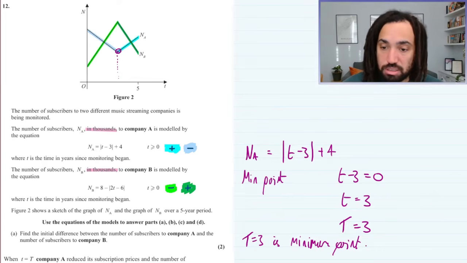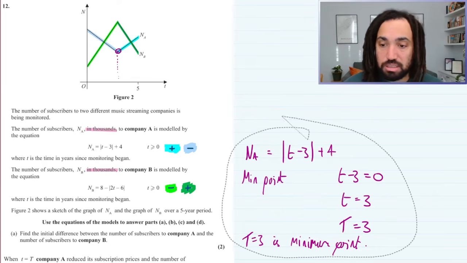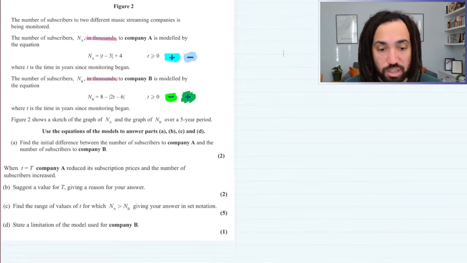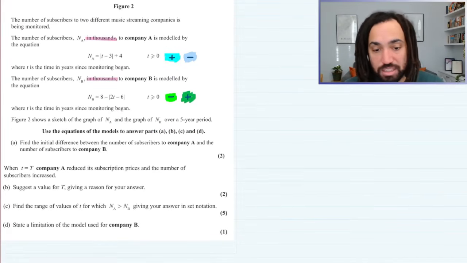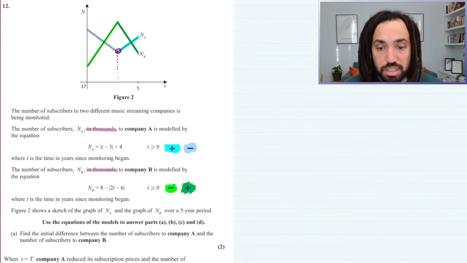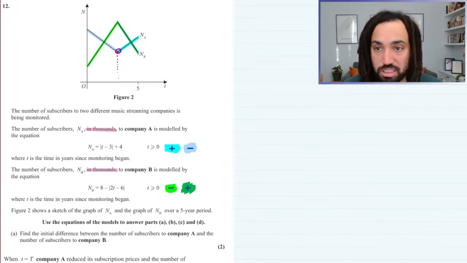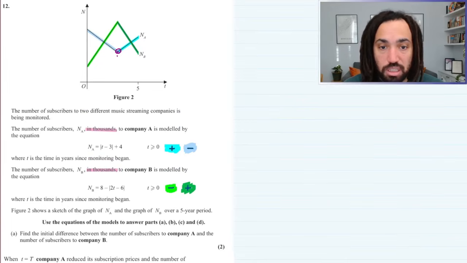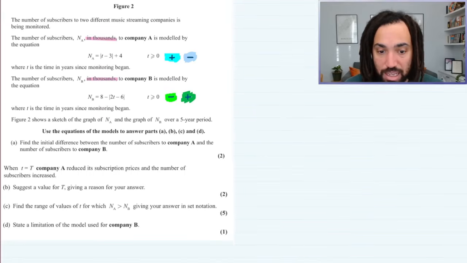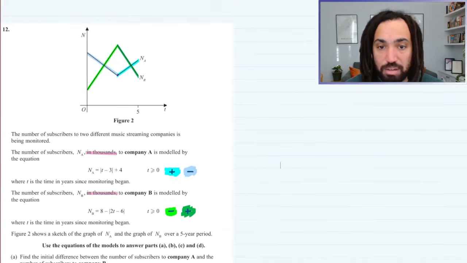Okay, great. Right, let's get rid of that. And then let's go on to the next part, which says find the range of values for which NA is above NB. Give it in set notation. Okay, so this is why I started this question using the colours to answer this part of the question. So we are looking at when NA is above NB.